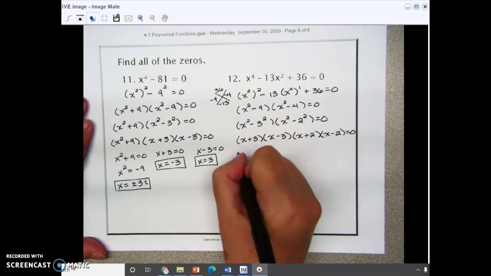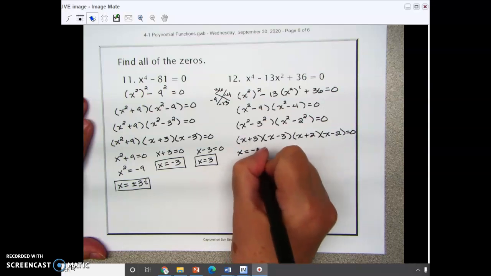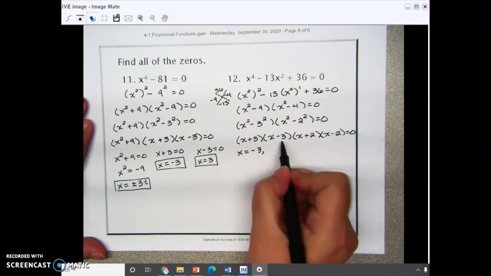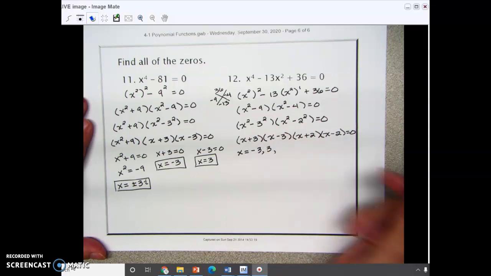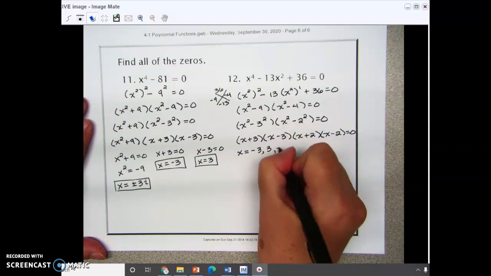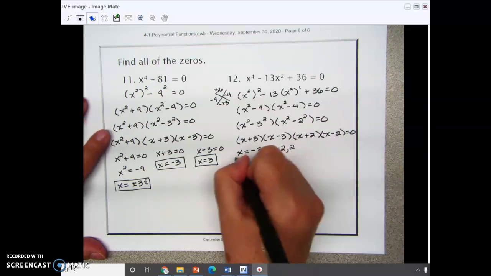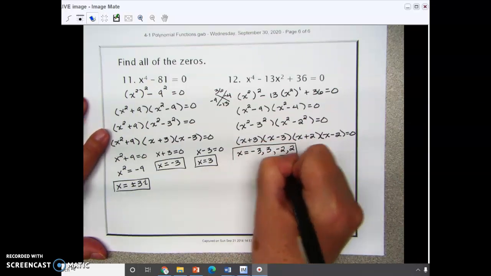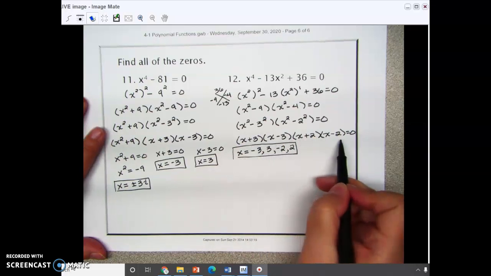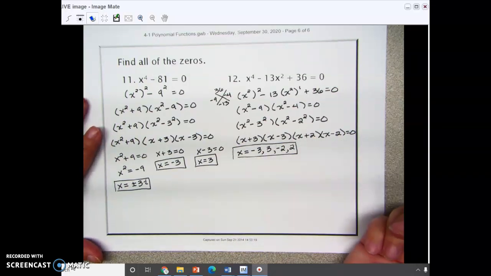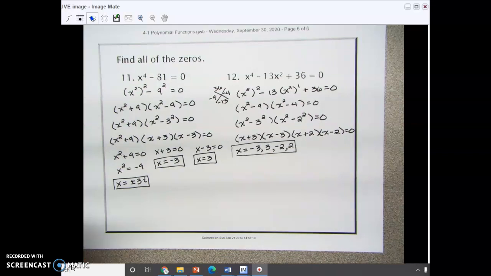So I've got roots. The first one is going to give me a root at negative 3. The second one is going to give me a root at positive 3. The third one gives me a root at negative 2. And the last one gives me a root at positive 2. And so if you're wondering how I'm getting those numbers, I'm setting each one of these equal to 0 and solving for x. So hopefully that is all the information that you need to know in order to do section 4-1.